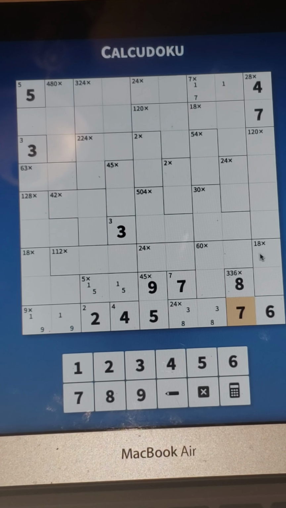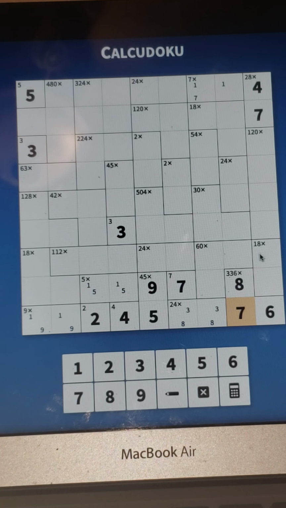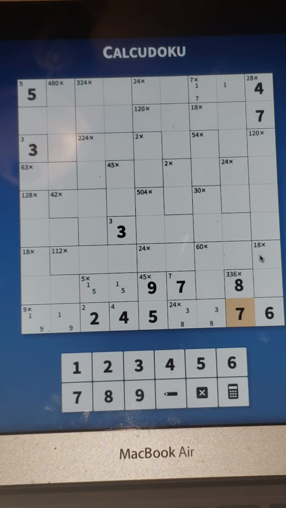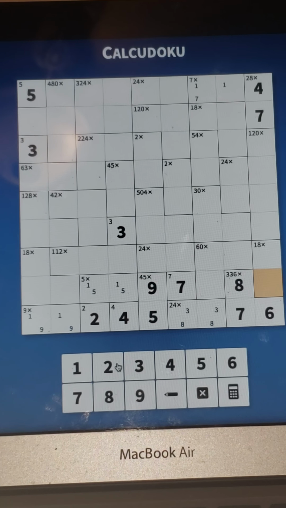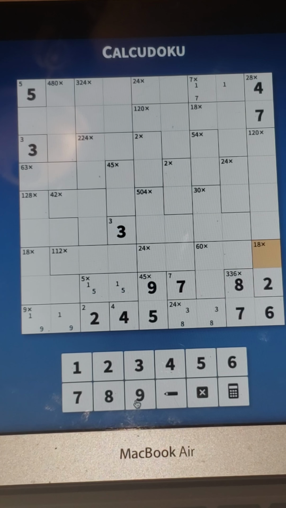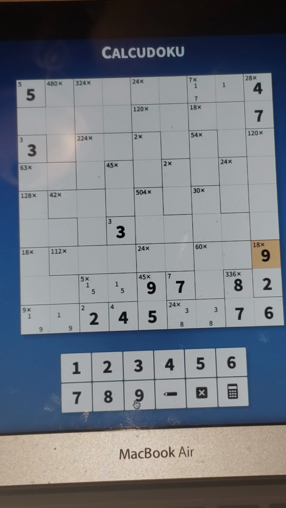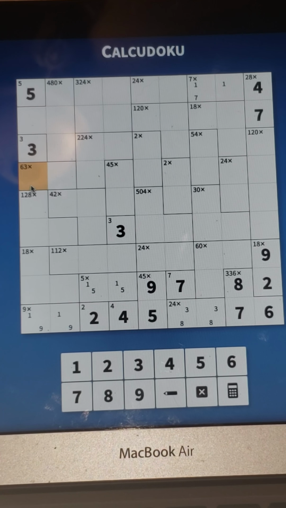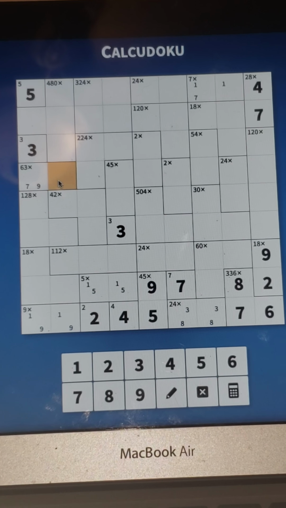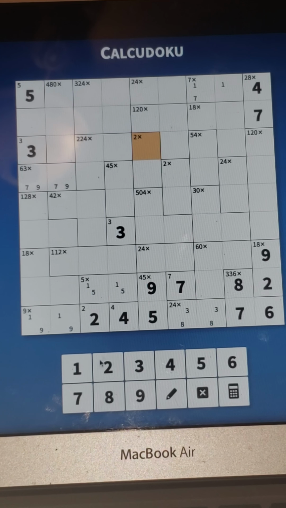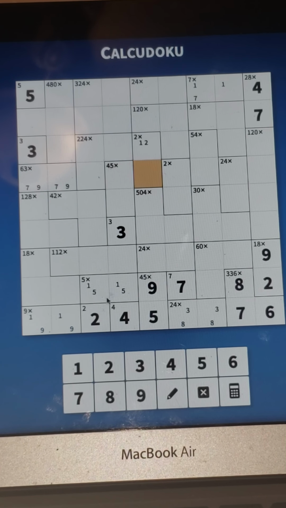And now with times 18, the only two that will work are 3 and 6, and 2 and 9. So that means 3 and 6 can't work because of the 6. Now it's got to be 2 or 9. And thanks to this 9 right here, this is a 2, and this is a 9. Now with this times 63, it can only be 7 and 9. Times 2, either 1 or 2, in some order.